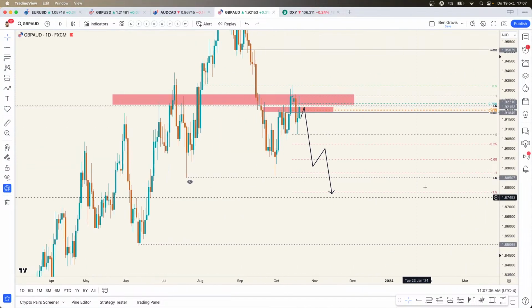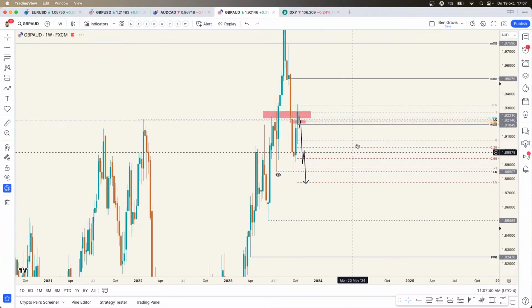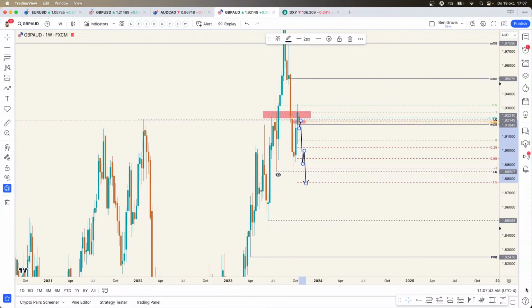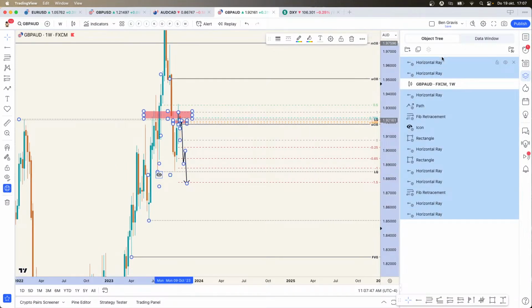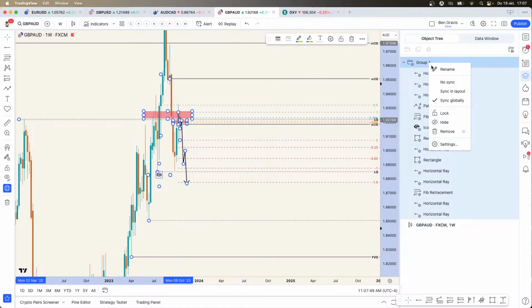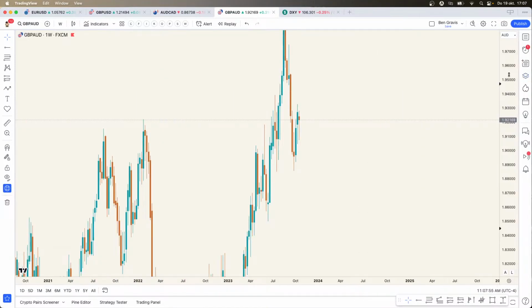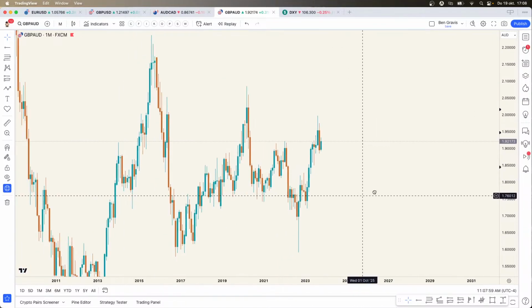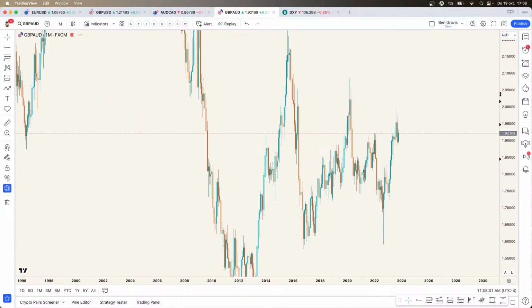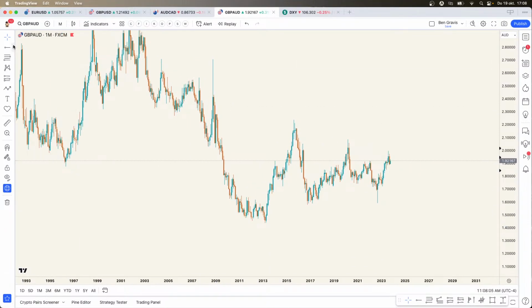Okay, this was a very nice setup that I was looking at. Still kind of looking at this one, so let me just start fresh with this one. Because I really want to show why I'm seeking this one, potentially. So we start on the monthly chart.